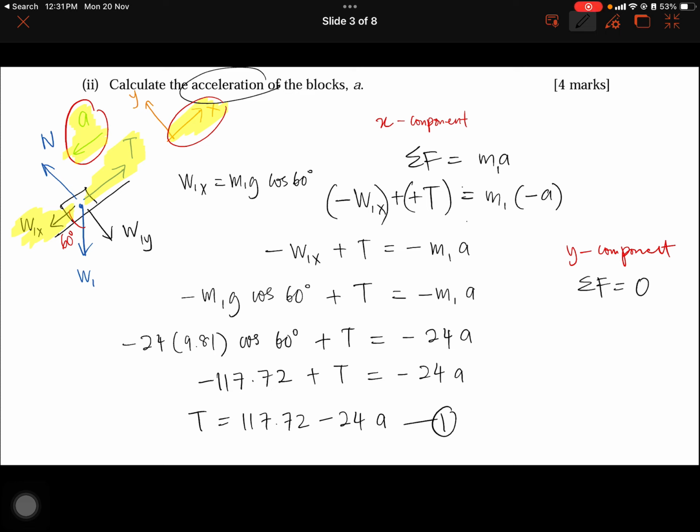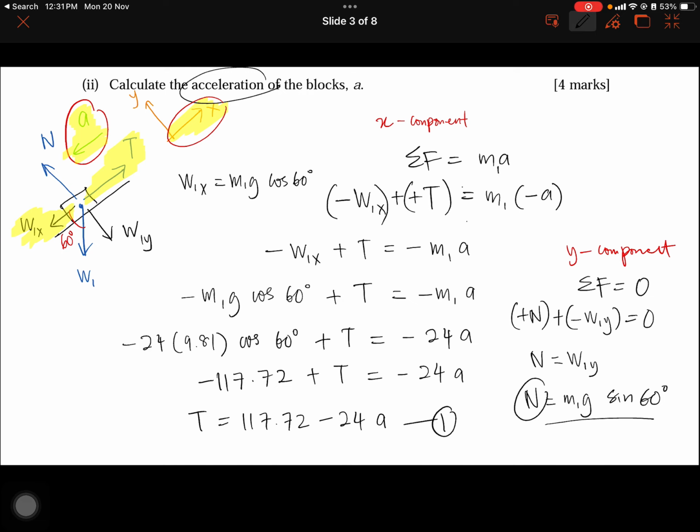So normal is going to be positive plus negative W1y, and then it is equal to 0. So in the end, normal is equal to W1y, and then normal is equal to W1, which is M1G, and then we're going to use sine 60 degrees. So this is the equation for the Y component. So we get the formula for the normal.